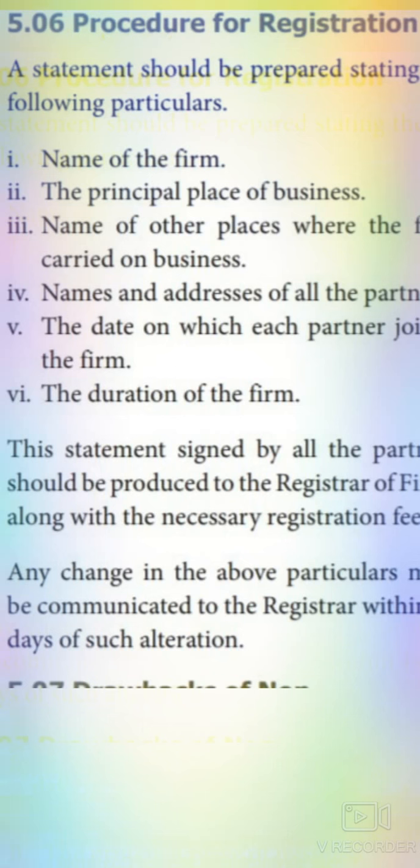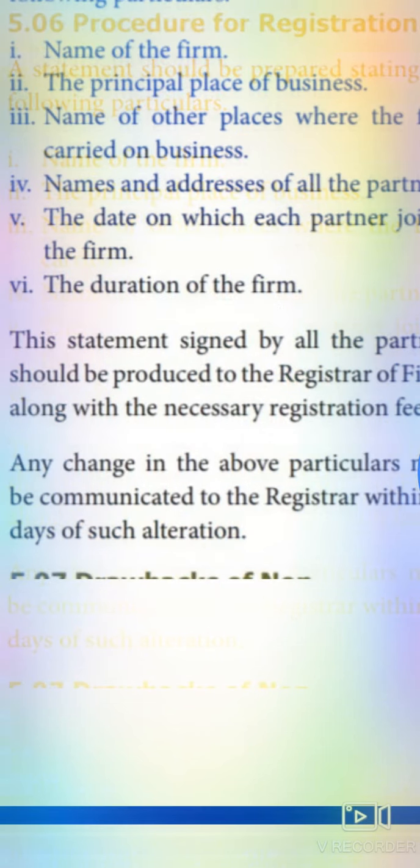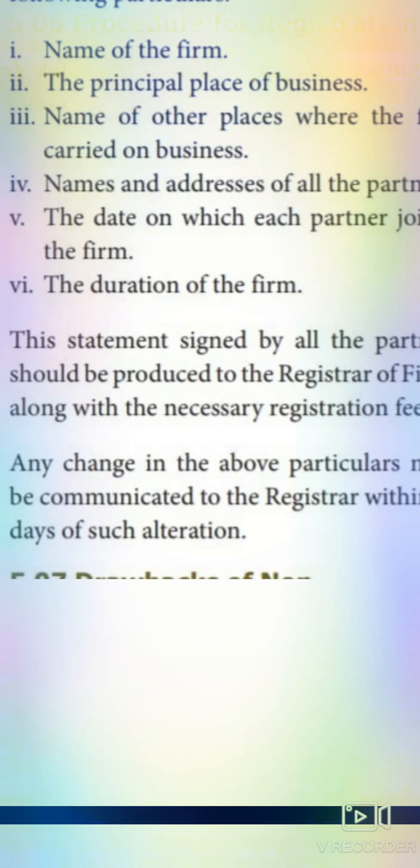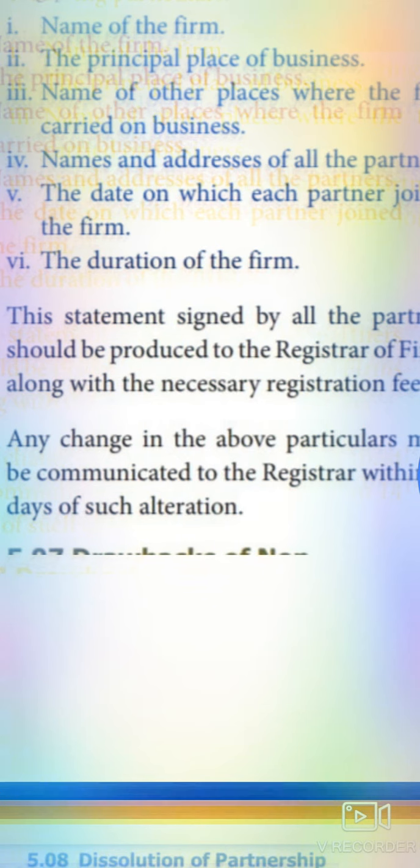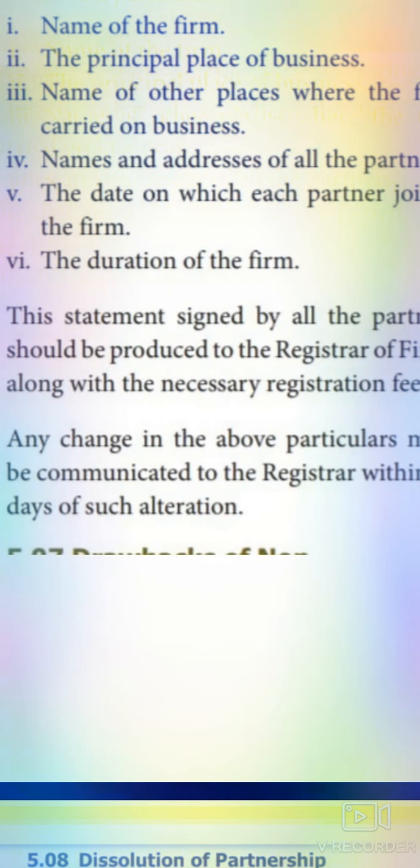Everything should be registered in the particulars. Now this statement should be signed by all the partners before it is produced to the registrar, along with the registration fee. Suppose the partners want to make any change in the above particulars, they must communicate to the registrar within 14 days of such alteration. That is the procedure for registration.